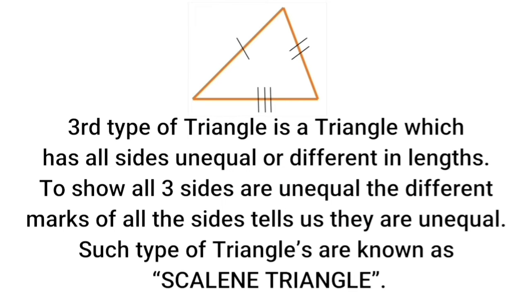Third type of triangle is a triangle which has all sides unequal or different in length. To show all three sides are unequal, the different marks on all the sides tell us they are unequal. Such type of triangles are known as scalene triangles.